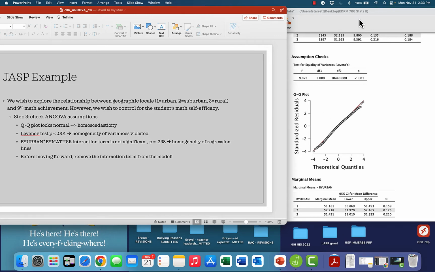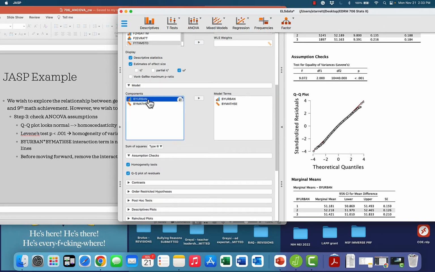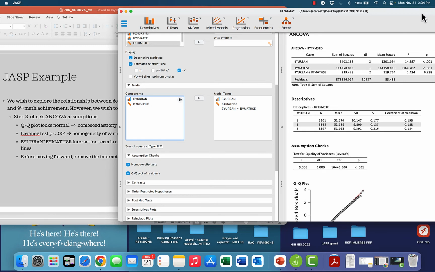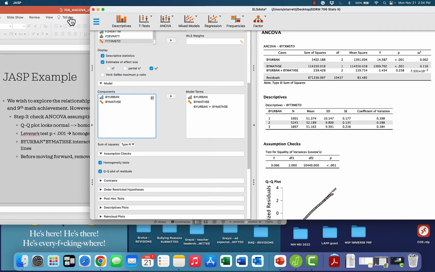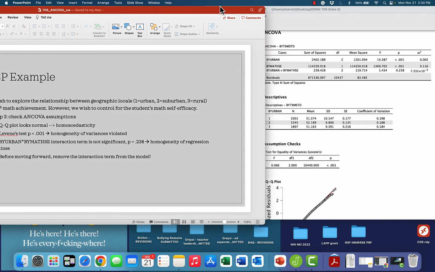All right, let's take a look at our interaction terms. So we're going to go under model, and I'm going to select base year urban and math self-efficacy and move that over into the model. And I'm going to scroll up and look at my interaction term. We see in the table that the interaction term is not significant. It has a p-value of 0.238. So this is telling us that we can assume homogeneity of regression lines.